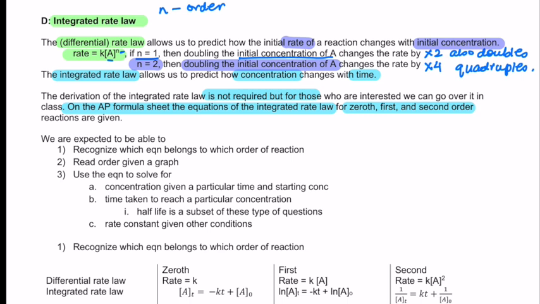So let's take a quick look at what the AP exam expects us to be able to do. So the first thing it wants you to do is to be able to recognize which equation belongs to which reaction order, 0th, first or second. Second, to be able to read order from a given graph. And the third is to solve equations where you're either solving for concentration or time or rate constant. One subset of solving for time is half-life questions. So we're going to look at all these numerical problems in a second.